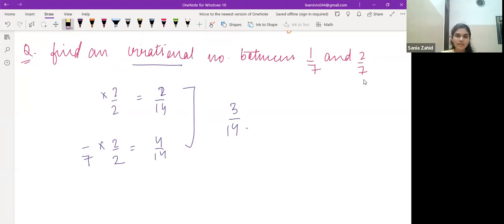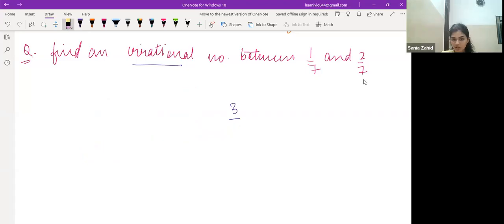So what you will do is, now we know that irrational numbers are not in the form of p by q. You have to find the decimal expansion of 1 by 7 and 2 by 7. So let's first find out the decimal expansions of 1 by 7 and 2 by 7. Okay, so what do I get first? 0.1.